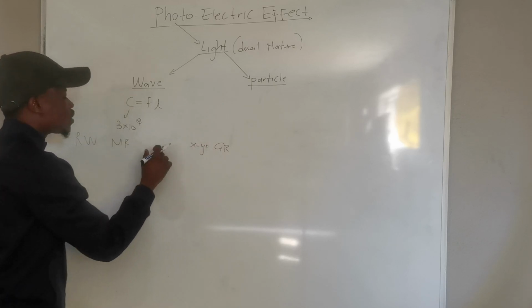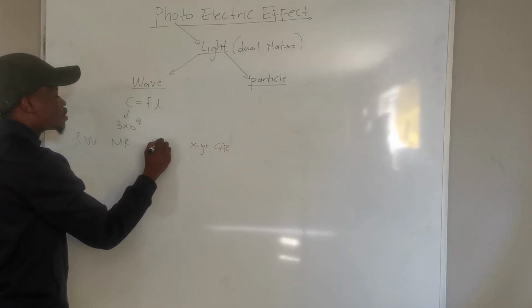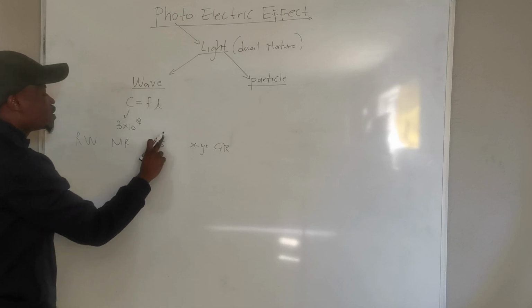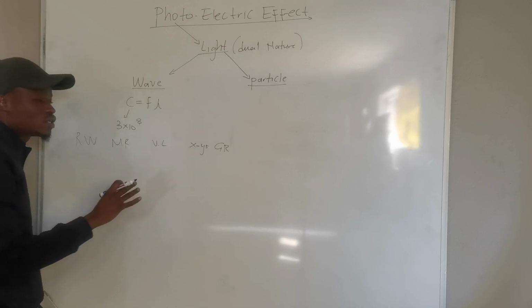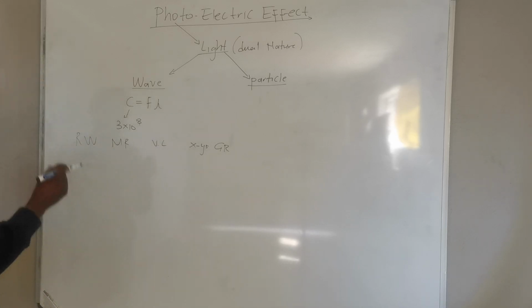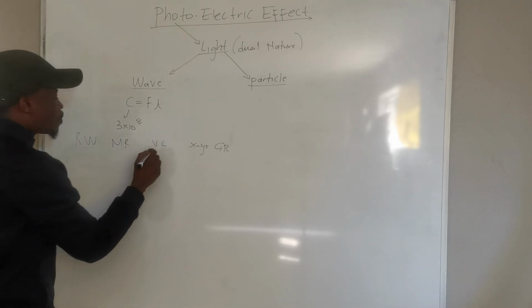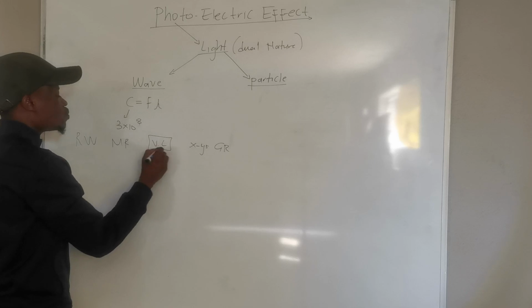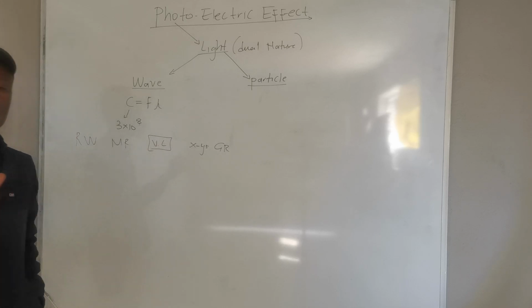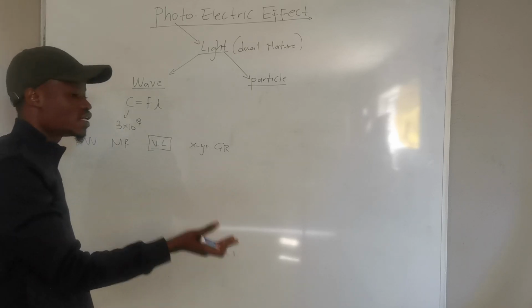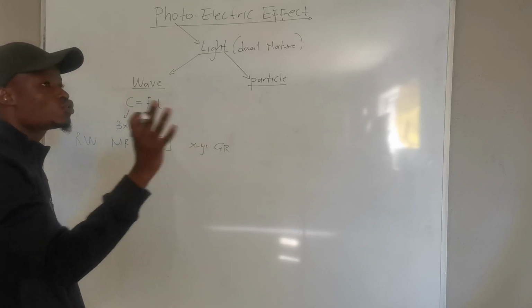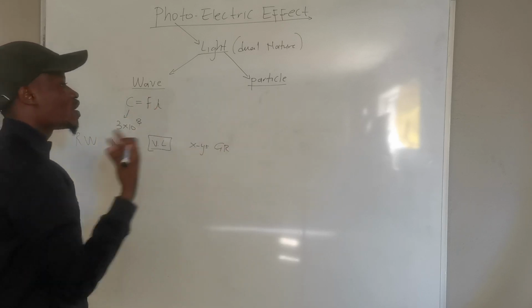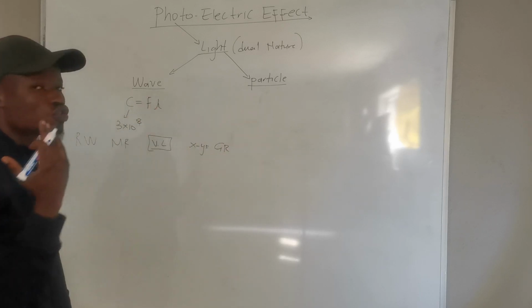All those particular things, and then the most important one I want to talk about is the visible light. In grade 10, we talked about the spectrum. The visible light is the one that allows us to see different colors, to be able to see, because light reflects from an object and then into your eyes.